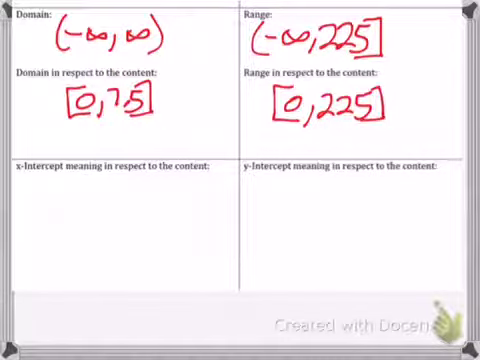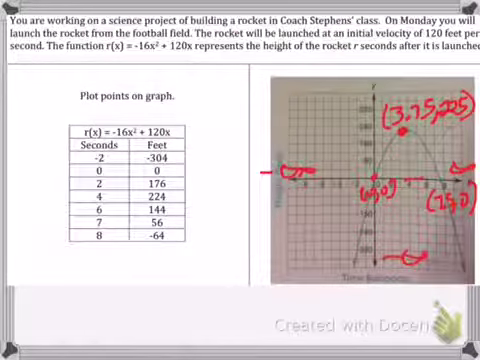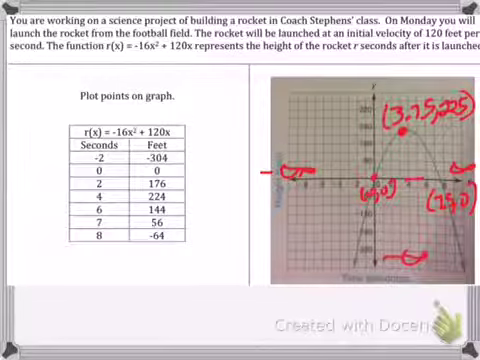Alright, x-intercept meaning in respect to the context, so we have two x-intercepts. Our first one is 0, 0. Second one is 7.5 and 0. And if you look at your graph and see our x-intercepts, 0, 0, and 7.5, is where it crosses the x-axis.